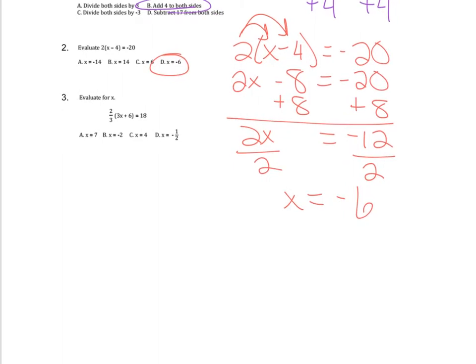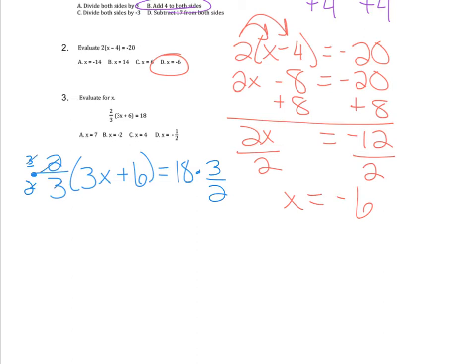Number 3, we're solving 2/3 times 3x plus 6 equals 18. There are a couple of ways to handle this. You can distribute this 2/3 because the 3 and the 3 cancel and the 3 and the 6 cancel, or you can multiply both sides by the reciprocal. I think that's what I'm going to do. So I'm going to multiply this side by 3/2, this side by 3/2. A number times its reciprocal is 1, so that cancels.